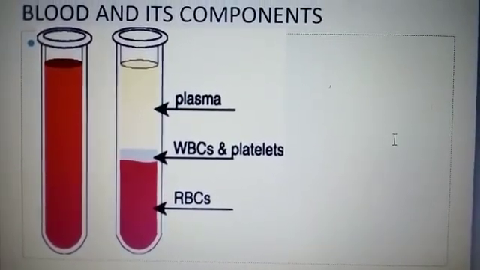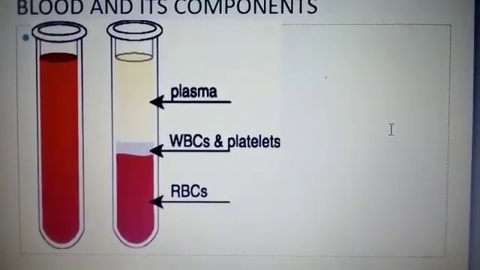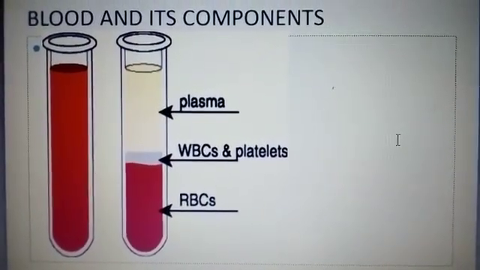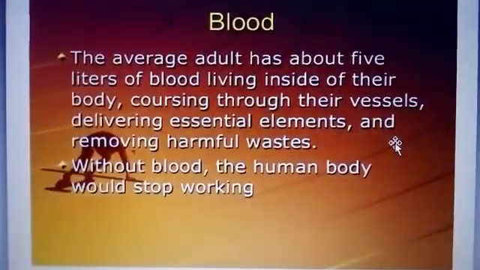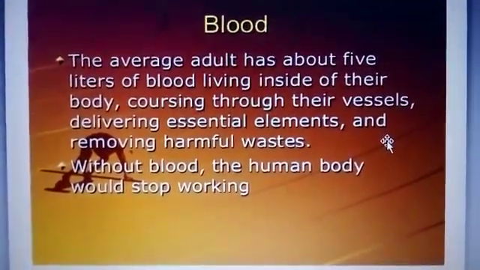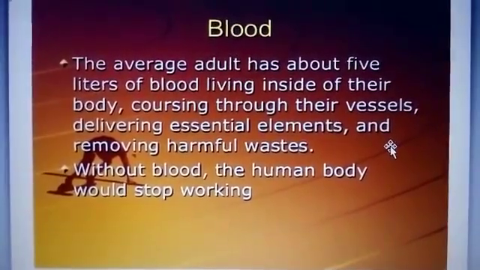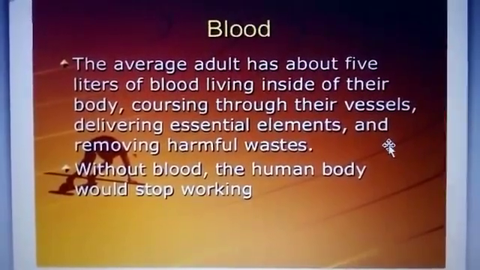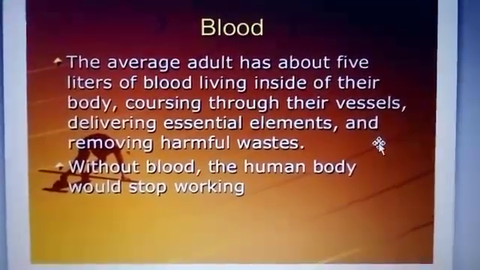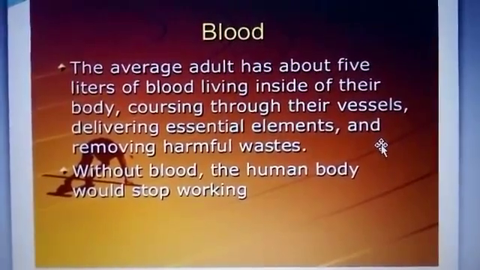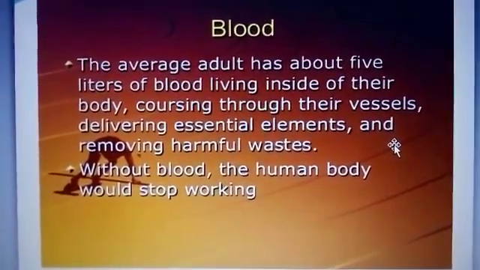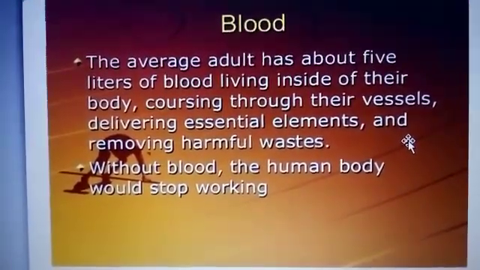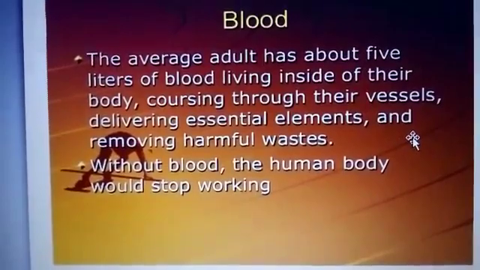So what are all these things? It's written as plasma, WBCs and platelets, and the RBCs. What are these terms? We are going to see all these terms in this chapter. So the blood. The average adult has about 5 liters of blood in their body. Blood is flowing through the blood vessels. The main function of the blood is to transport the materials all around the body, including essential elements. That means the digested food molecules, hormones, waste products, oxygen, carbon dioxide, heat, etc.